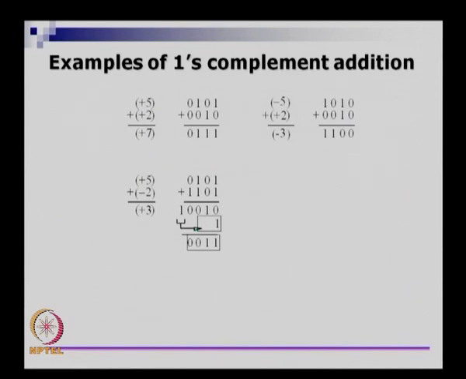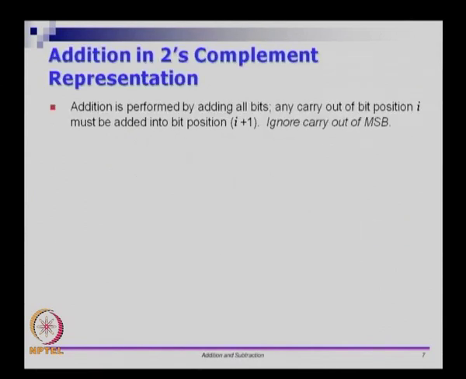We are still doing addition here, and if you want to do minus 5 plus minus 2, minus 5 is 1 0 1 0, we have done this here, and minus 2 is 1 1 0 1. We add these two together, and this case also generates a carry, a 1. You add the 1, that gives you 1 0 0 0, and we know that 1 0 0 0 interpreted in 1's complement form is negative 7. So, this is the result of 1's complement addition.